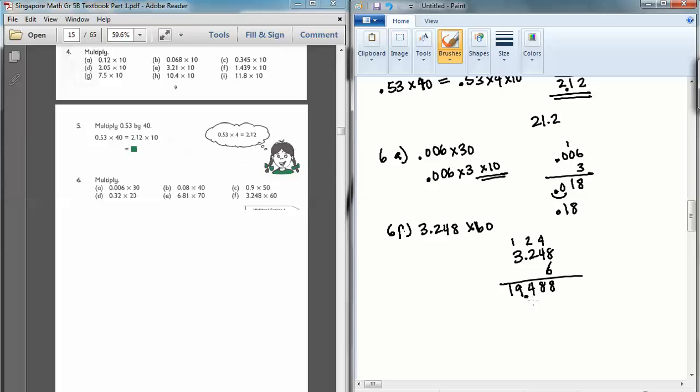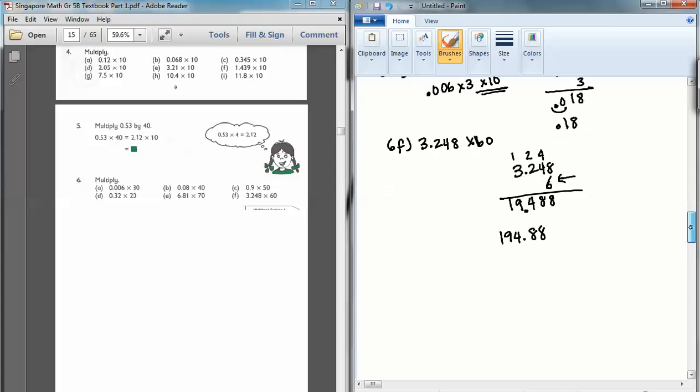But I need to remember to move this decimal place one time to the right because I multiplied it by 6 and not 60. So I got to multiply it again by 10. So then I go, all right, my answer is 194.88.